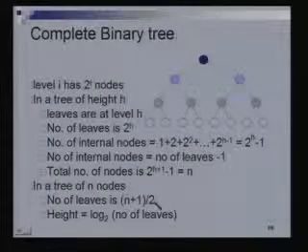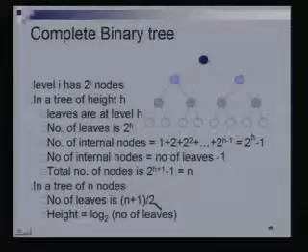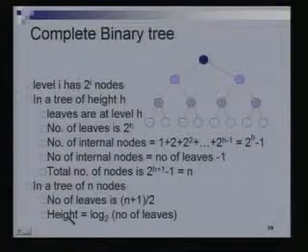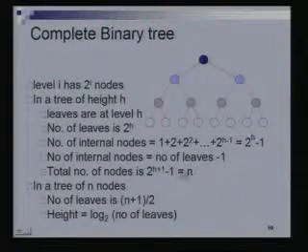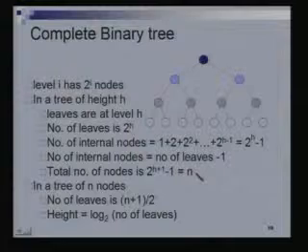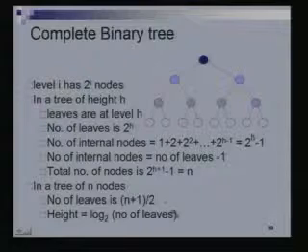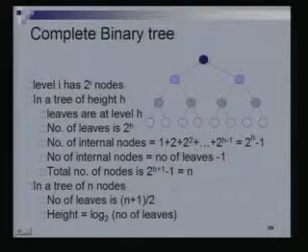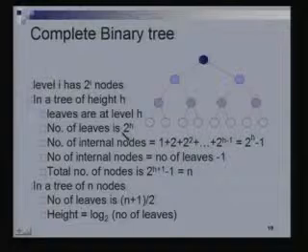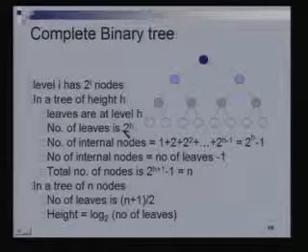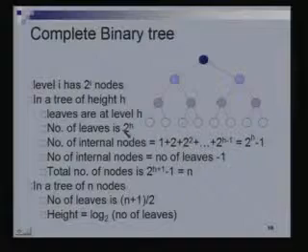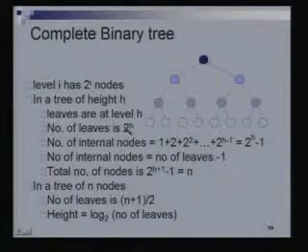So if I have a complete binary tree on n nodes, roughly half the nodes are leaves, and the remaining half are internal nodes. Similarly, the height of the tree is log of the number of leaves. Why? I can evaluate h from here. h will be log of n plus 1 by 2, and so it's just the log of the number of leaves. Or you can go directly from here: number of leaves is 2 to the h, and so h is log of the number of leaves.